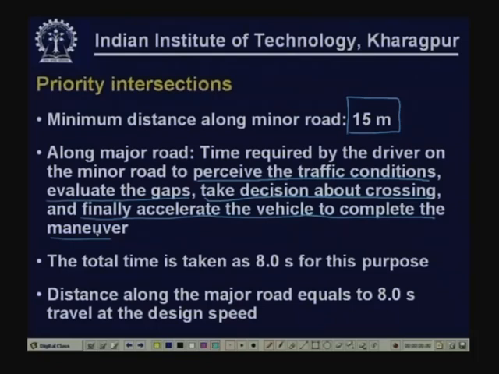Accordingly, that time is taken as 8 seconds, and distance along the major road equal to 8 seconds travel at design speed is recommended. That means the distance along the major road is 0.278 into V major, that means design speed for the major road, multiplied by t, that is 8 seconds. So, that will give us the length.